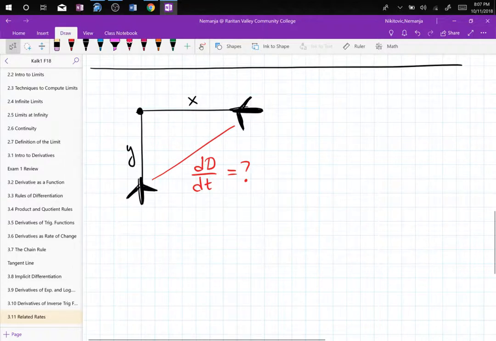Well, you look at the geometry first. So what kind of geometry do you have? Right triangle. Good. So we have a right triangle. Now, as soon as you have a right triangle, that means a lot of special formulas work here. Pythagorean theorem being one of them. So we see that we can write that x squared plus y squared is equal to capital D squared.